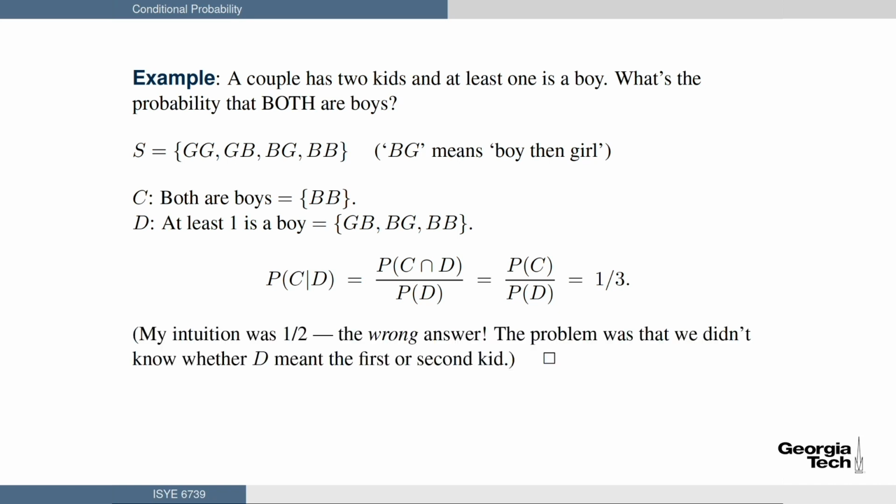Now, like I said, my intuition was wrong. I thought it was 1/2. And the problem was that we didn't know whether the event D meant the first or the second kid. So not quite as much information as you would have thought.